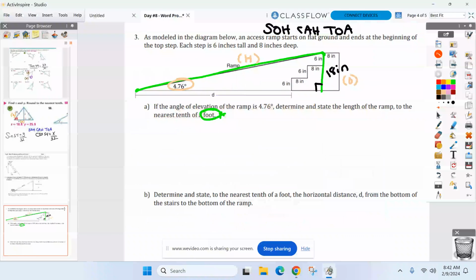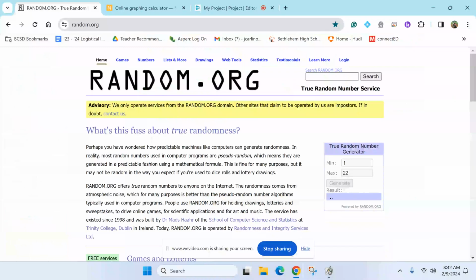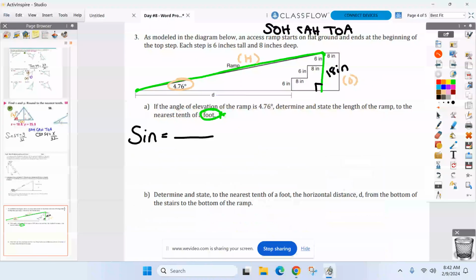Everyone good? Sine? So abbreviate it, SIN equals, you set up the ratio for me on the other side, opposite over hypotenuse. So what goes in those spots now? Finley, what's going to go in those spots here? Hold on, Finley. How about I put the angle with it? 4.76. All right, what goes over there, Finley? 18 over x, yep.